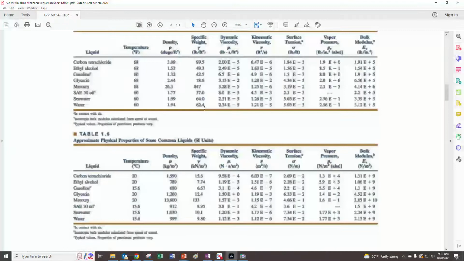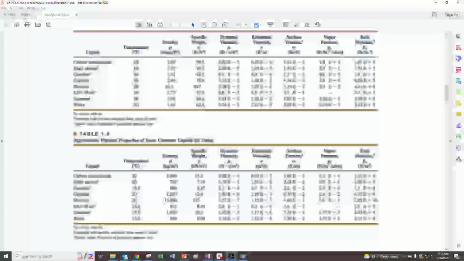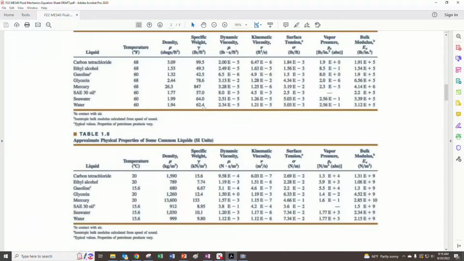And so while we're on the topic here, let's take a look in our book for these properties. Now, in Munson, they did a nice thing by putting all the material properties that we see in our equation sheet in the front cover and the back cover, which is a nice feature of the book.